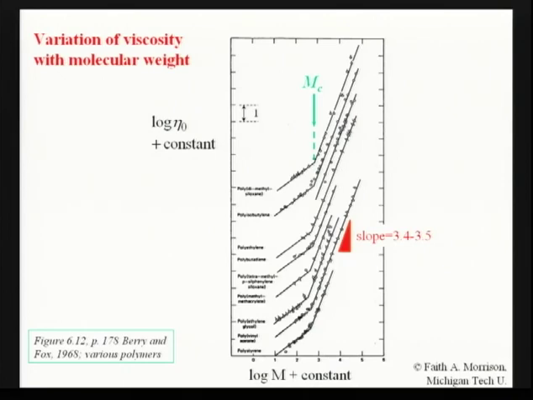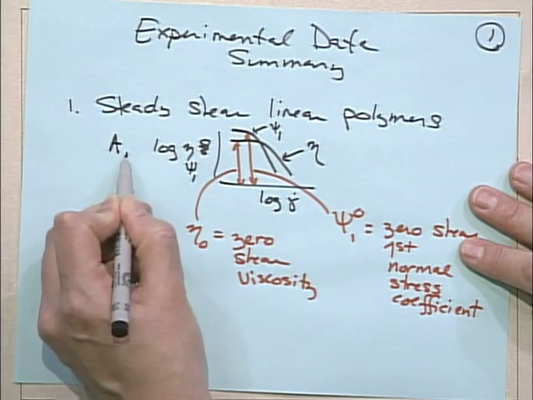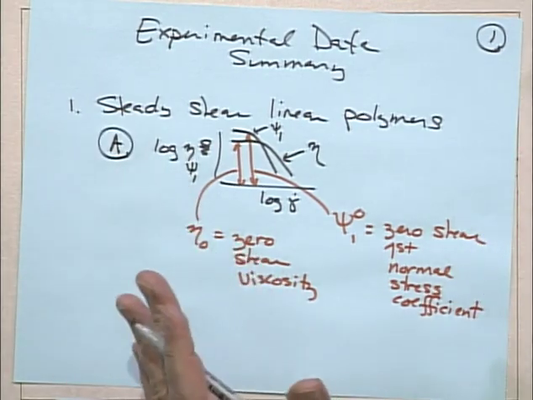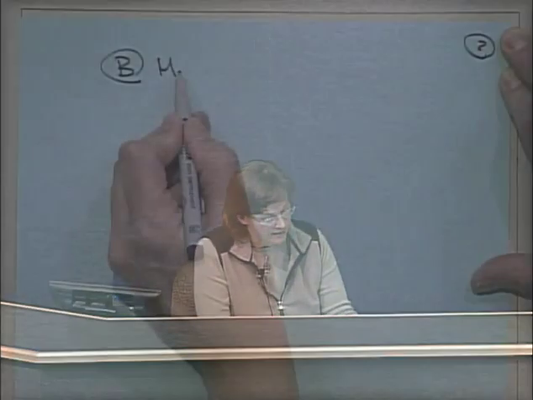So there's something to summarize there on our experimental data summary. We're still under steady shear of linear polymers. So let's call this A. Part A, we want to know the general idea, that there's mostly shear thinning and that first normal stress difference is thin. Page 2, B, molecular weight effect.